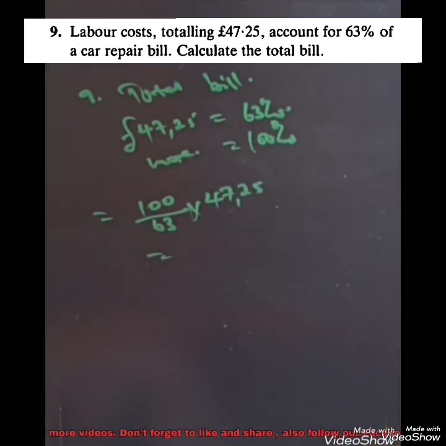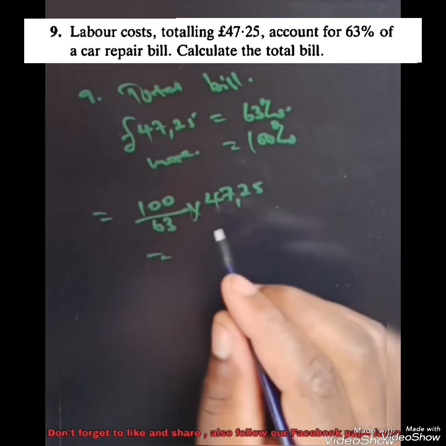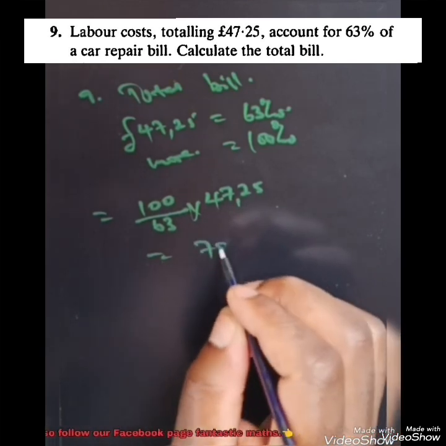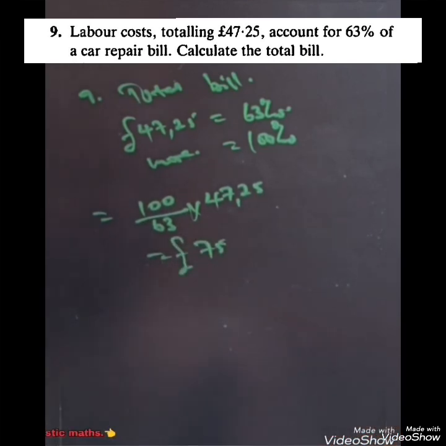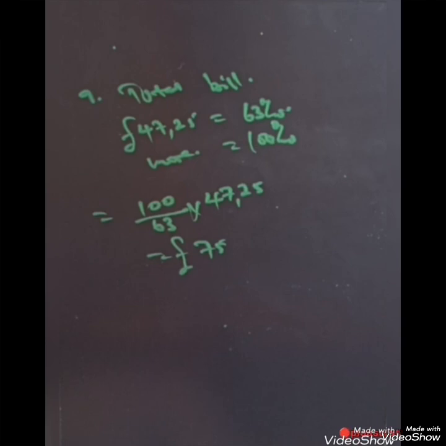You can use a calculator from here so that you can easily find the total bill for the repair. What is the answer from the calculator? 75 pounds is the total bill. Okay, let's move on to the next question.